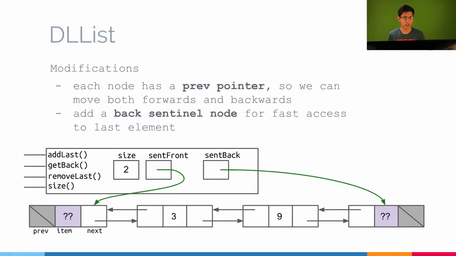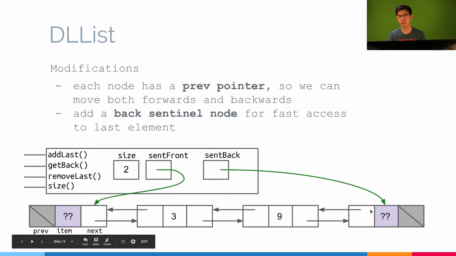So because each node now has a previous pointer, we're not just limited to moving forward, we can also move backwards. Because of this, it gives us a lot of freedom in the sense that we can move wherever we want. Additionally, with the doubly linked list, because of our ability to move backwards, we can actually have a back sentinel node. As you'll see here, we have a sent back field, which points to the very last sentinel node.